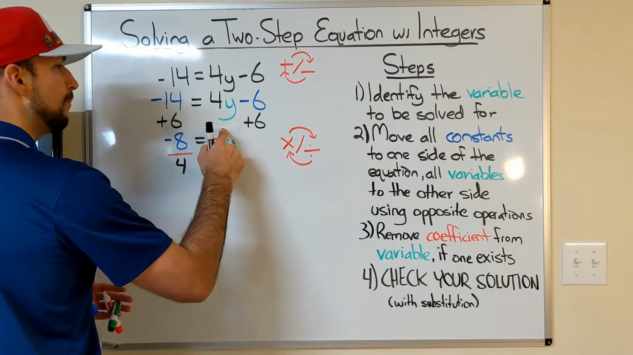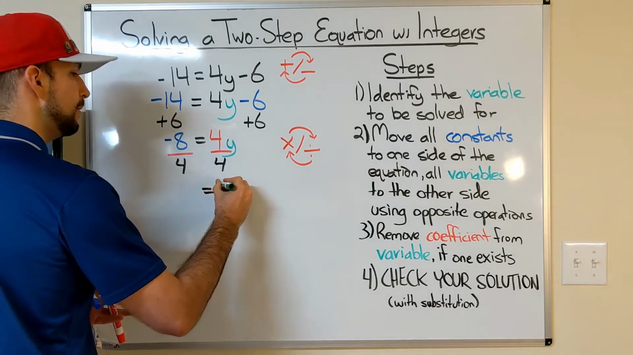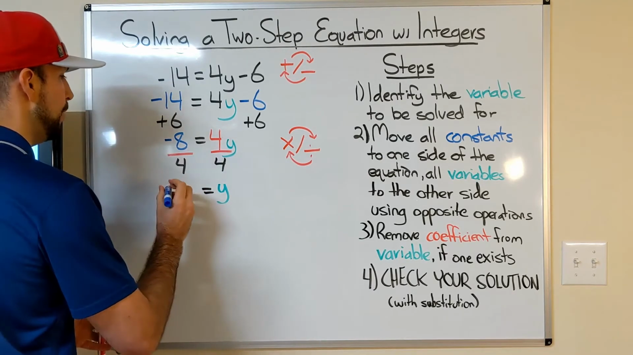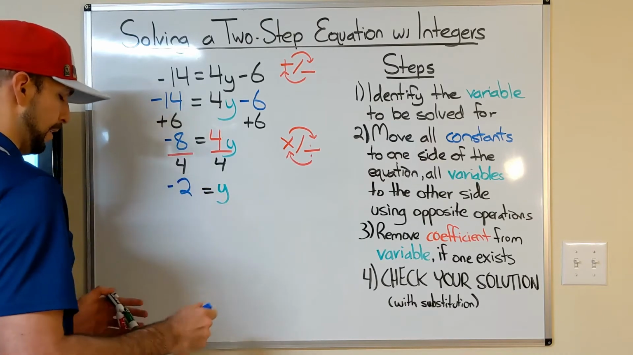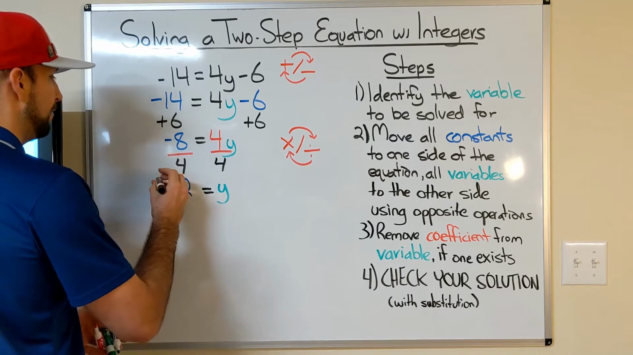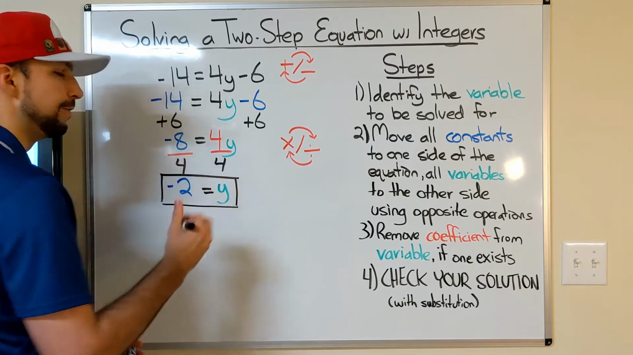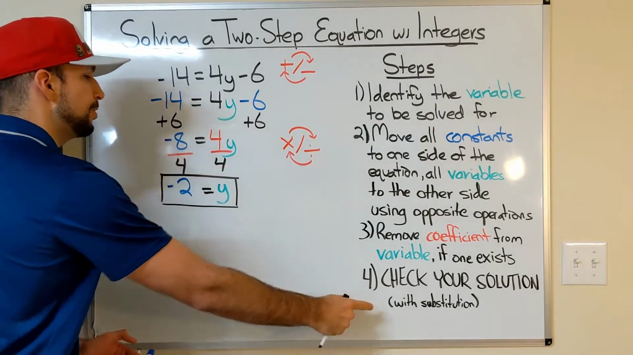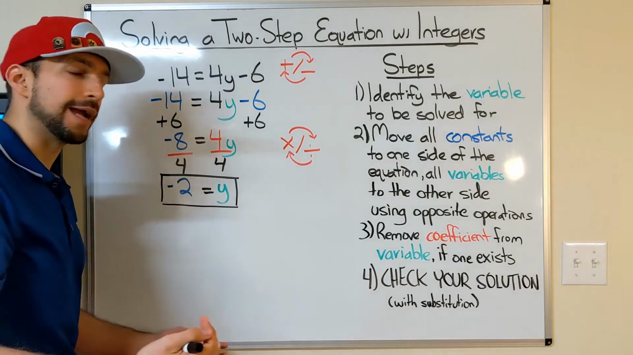On the right, 4 divided by 4 will be 1 times y is just y. On the left, we had a negative divided by a positive, so we know our answer will be negative. 8 divided by 4 is 2. So we have a tentative solution of y is equal to -2. But let's check to make sure that works. We're going to use substitution, plug this back into our original equation, and make sure that it's correct.